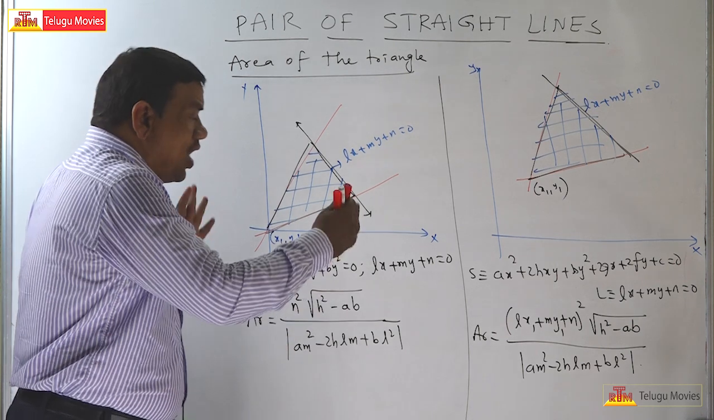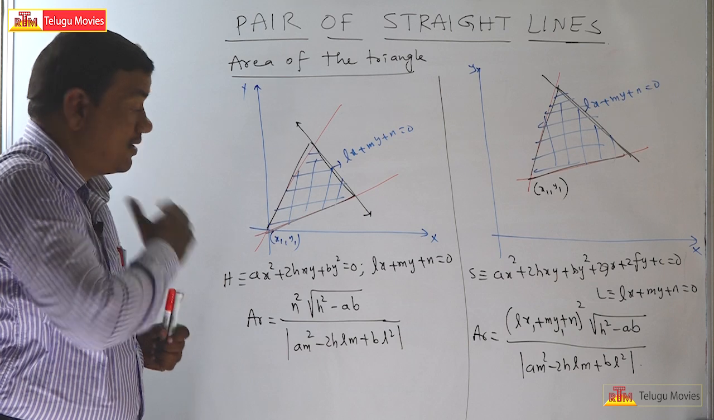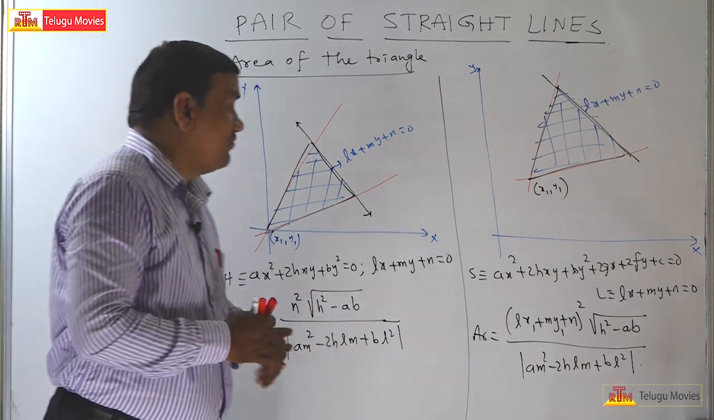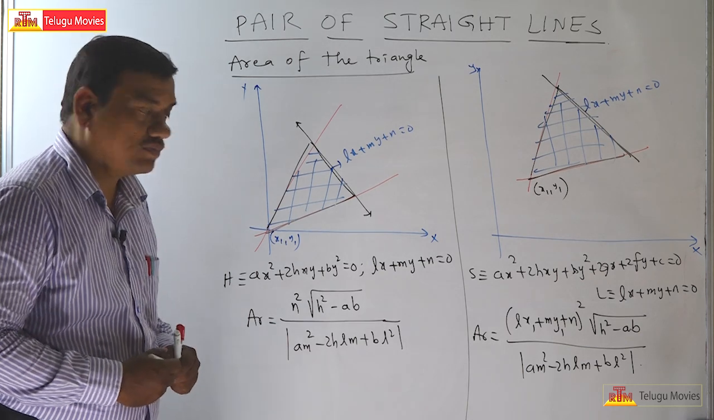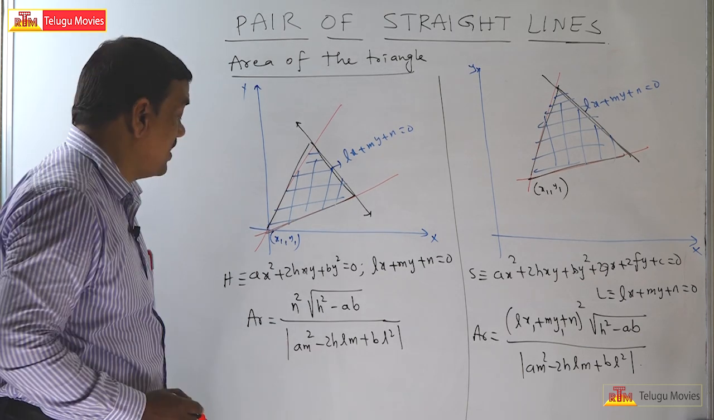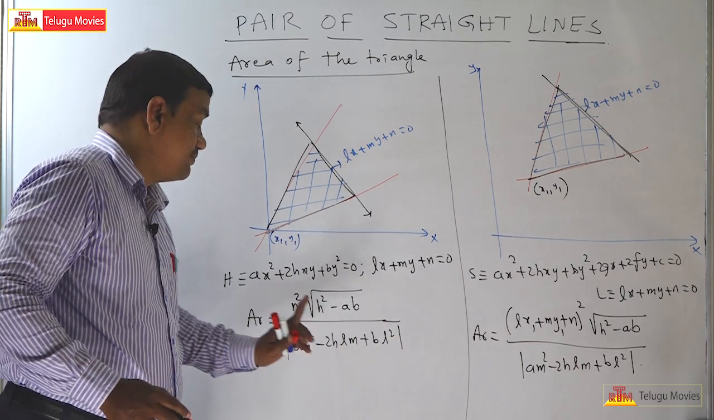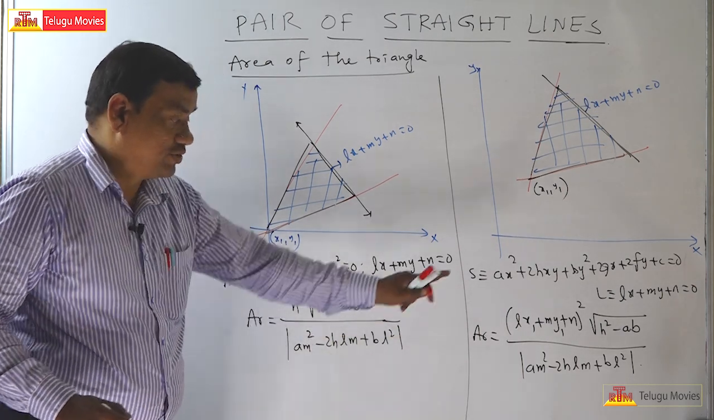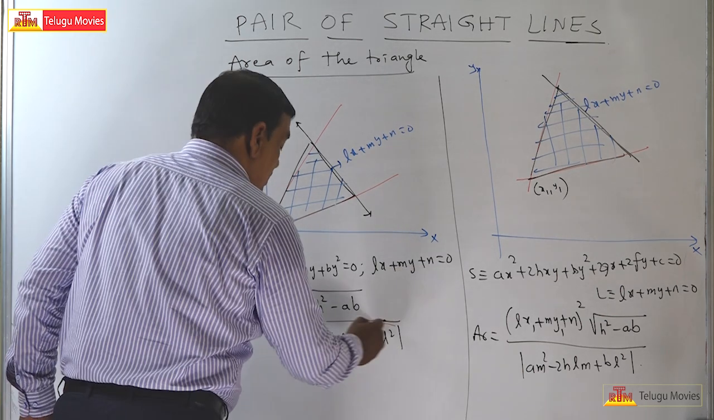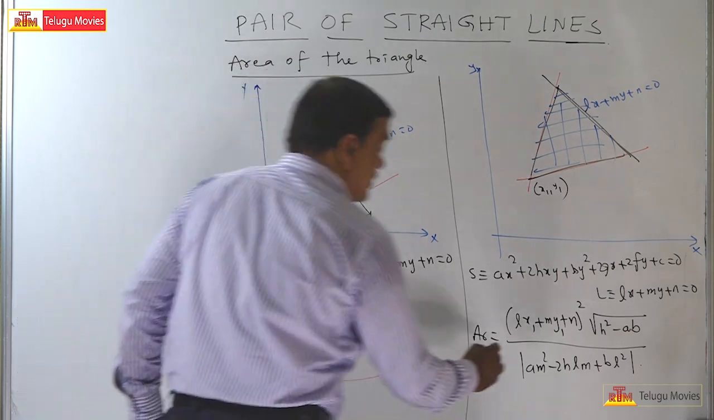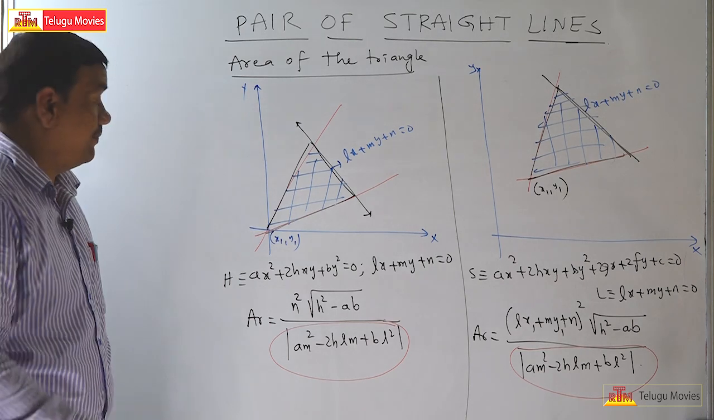Now, comparatively read these formulas. If you observe, what similarities do you see in the two formulas? The first similarity is the denominators are the same: am square minus 2hlm plus bl square, there and here. Both denominators are the same.